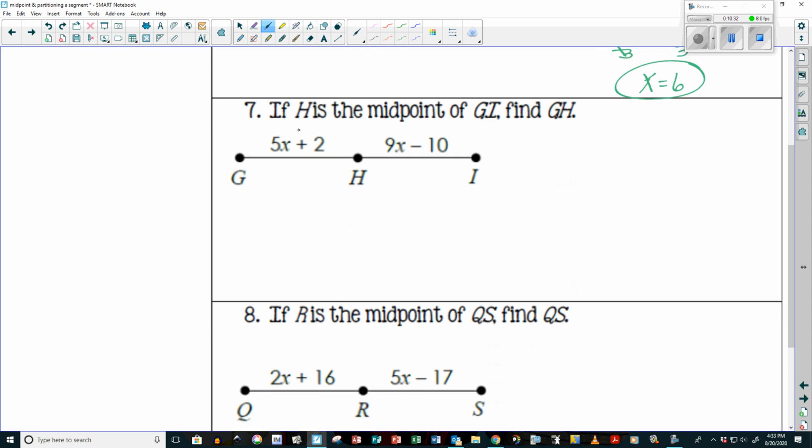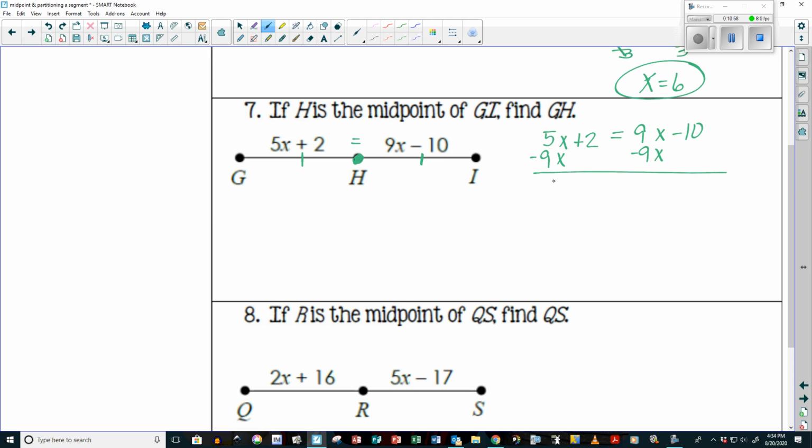So this time it tells me H is the midpoint. If this is the midpoint, put your tick marks here because these two are equal. All right. So we get 5x plus 2 is equal to 9x minus 10. Now I'm going to subtract 9x from both sides. I always move my variable to the left. It makes more sense when we start doing inequalities.